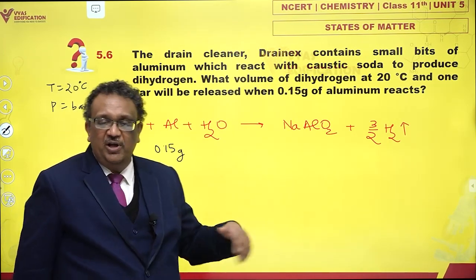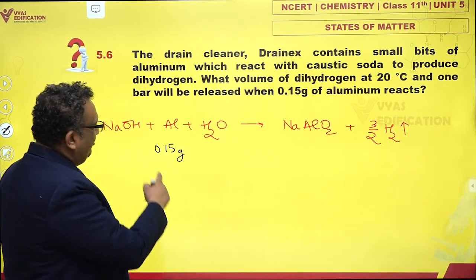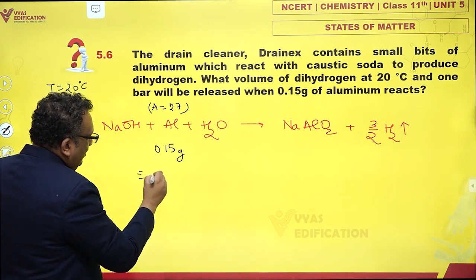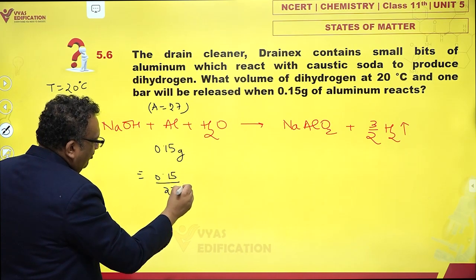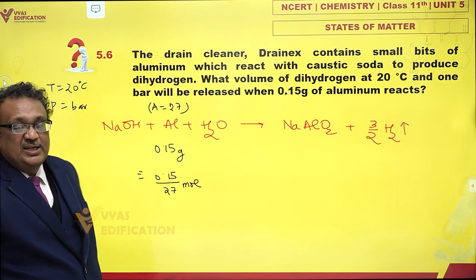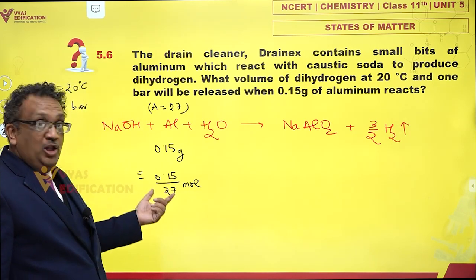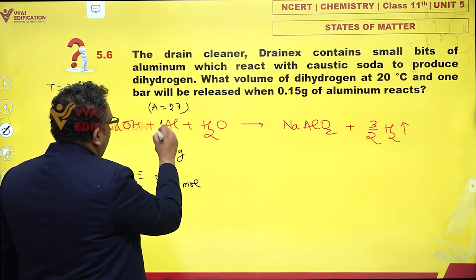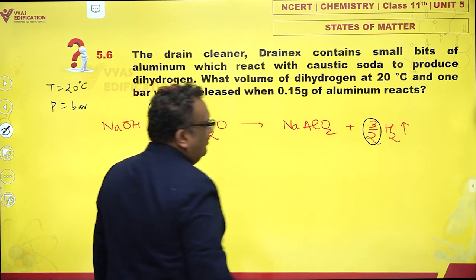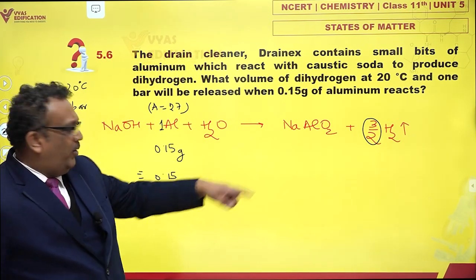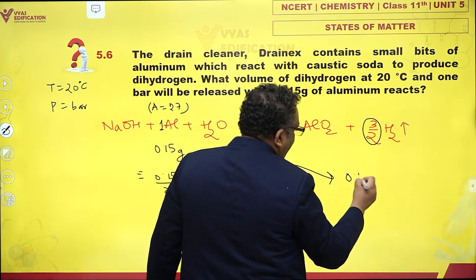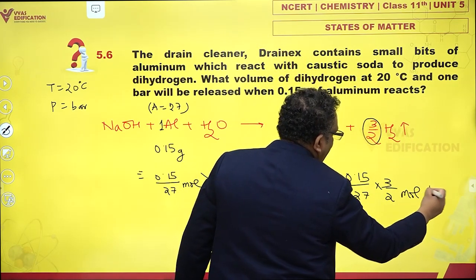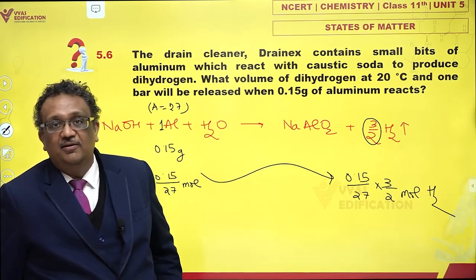Now, using stoichiometry, I can calculate moles. But I'm given grams, and atomic mass of aluminium is 27. So this is 0.15 upon 27 moles. Since atomic mass of aluminium is 27, I have so many moles of aluminium. And now 1 mole of aluminium gives me 1.5 or 3 by 2 moles of hydrogen. How many moles of hydrogen will be obtained? This 0.15 upon 27 into 3 by 2 moles of hydrogen gas would be liberated.